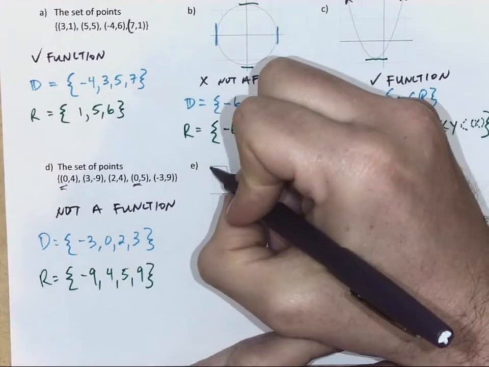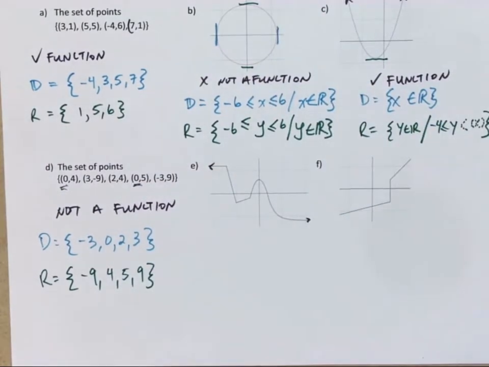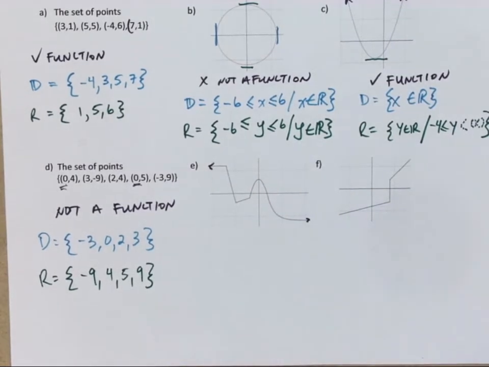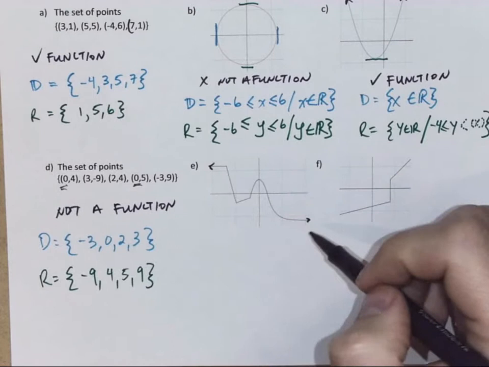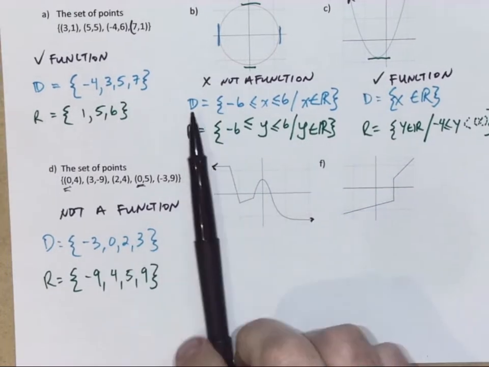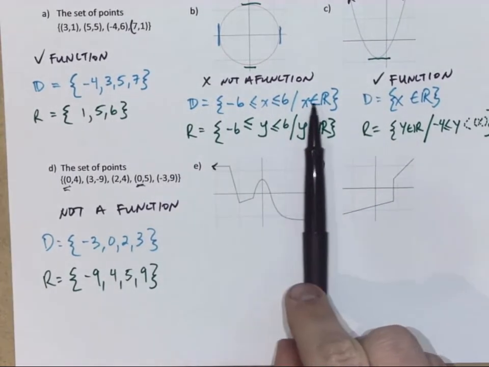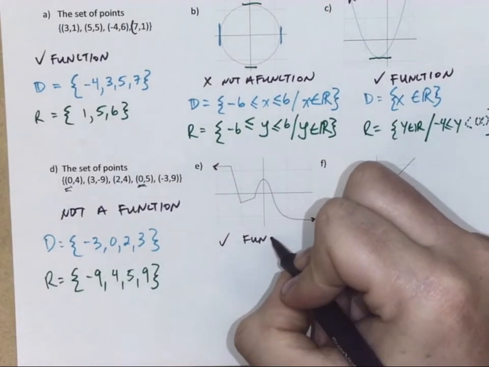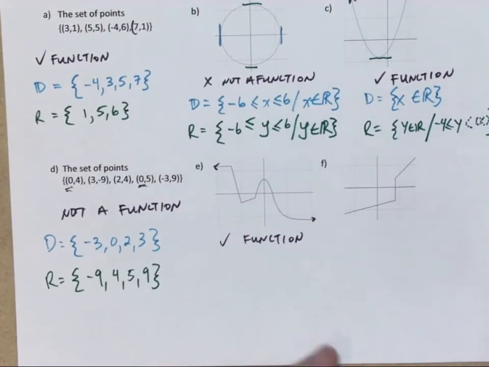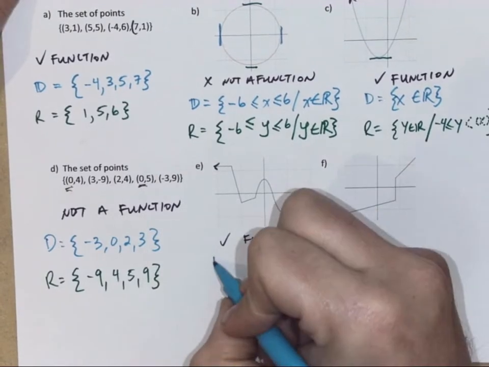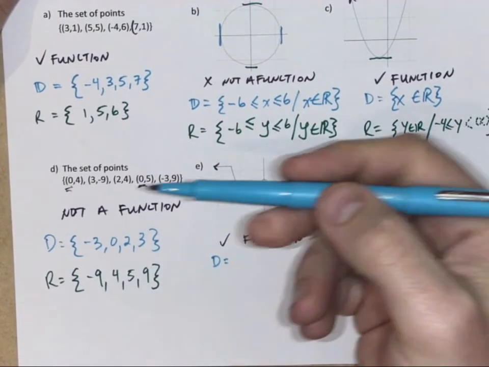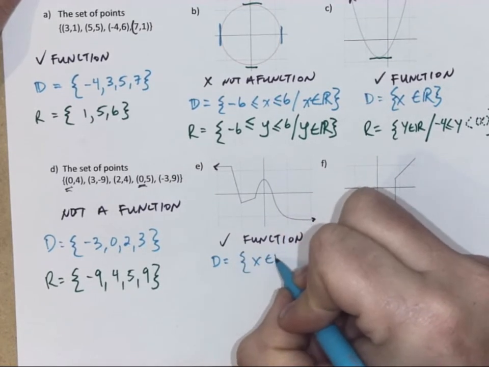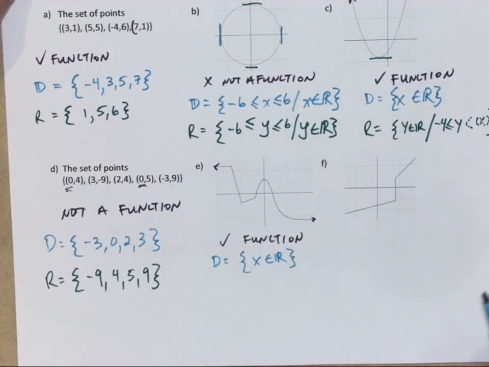Example E is a combination of a whole bunch of things. It goes on forever to the left, forever to the right. And so we see all of a sudden that if we were to do the vertical line test, according to what we can see, yes, it's a function. Domain, it goes on forever to the left, forever to the right. So it's every single possibility, or every real number.